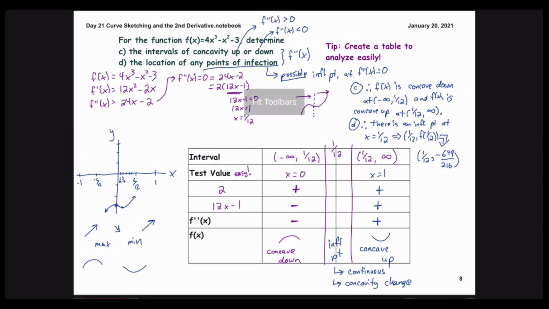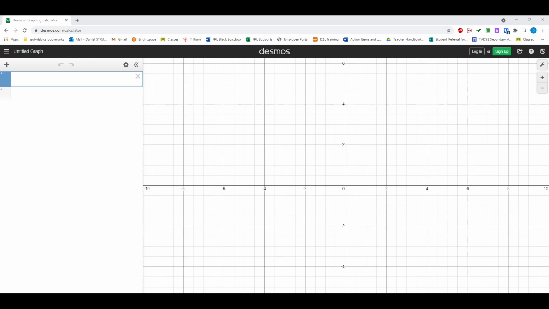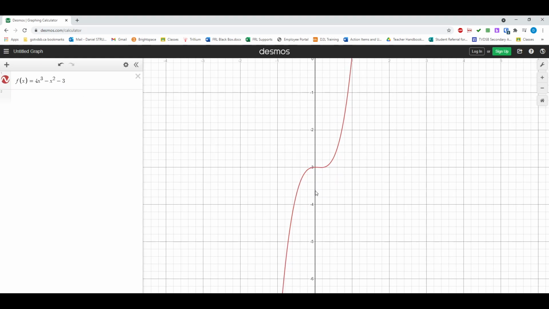And let's take a look at Desmos and see what this function actually looks like. So I'm going to pause and switch my window over to Desmos. All right, we're in Desmos now. Let's type in our function. f of x equals 4x to the power of 3 minus x squared minus 3. That looks pretty reasonable to me. Let's zoom in and take a closer look.